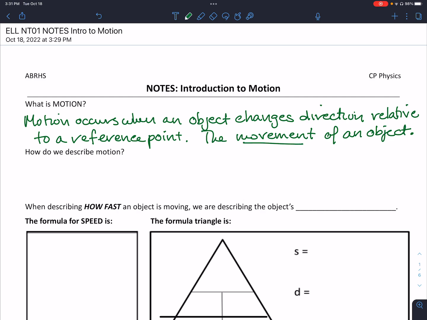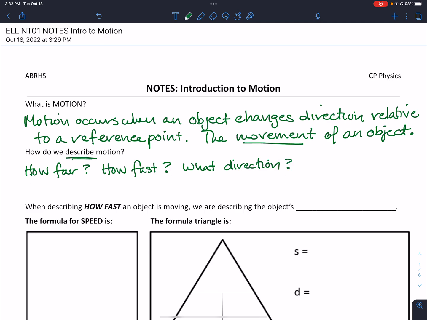All right. So with that definition in mind, we need to come up with some words that we can use to describe that motion. So we tend to use questions for that. Something like, how far does that object move? How fast does that object move? What direction does that object move in? And then how long is that object in motion?